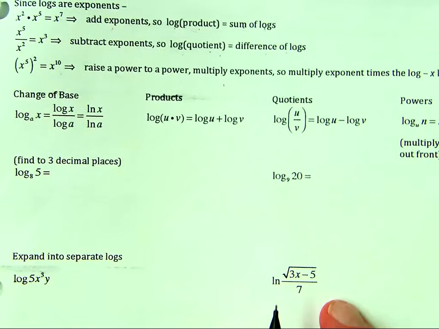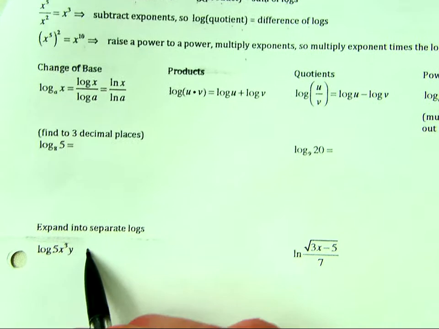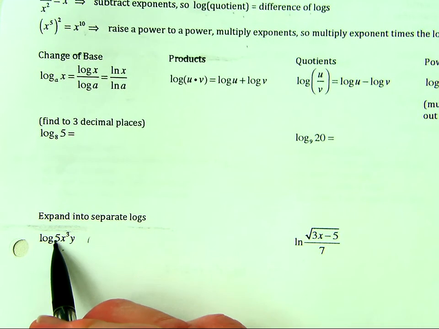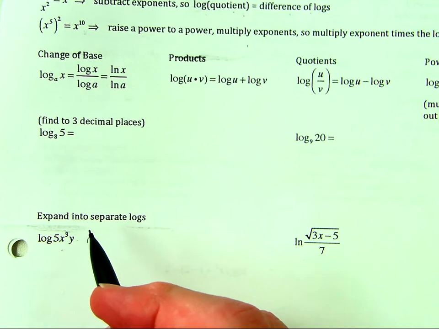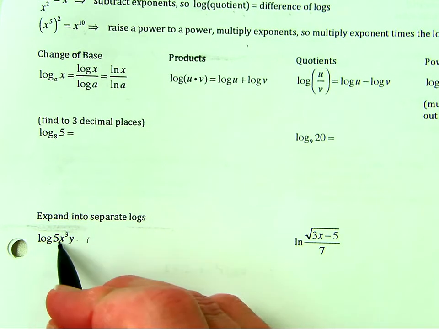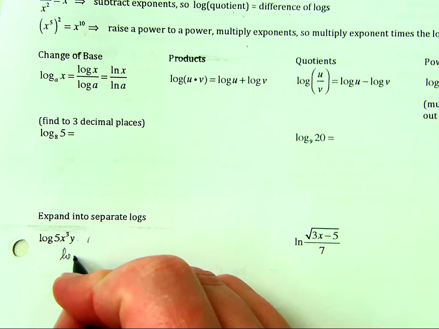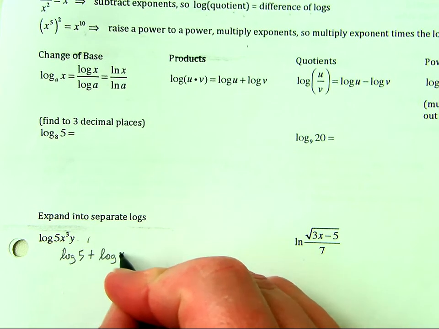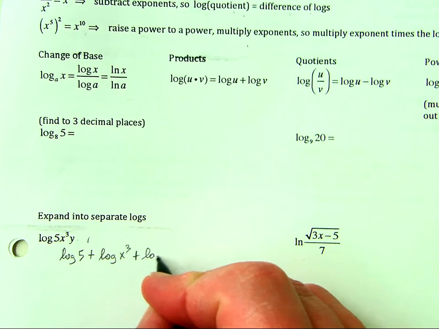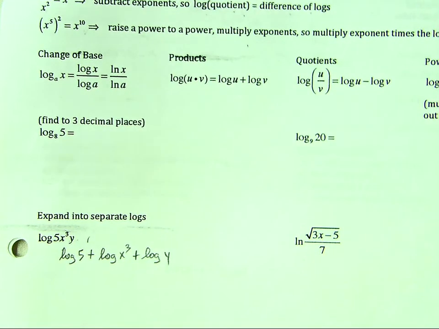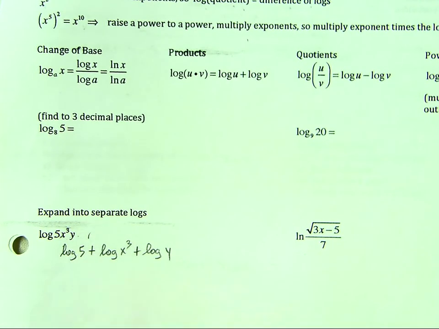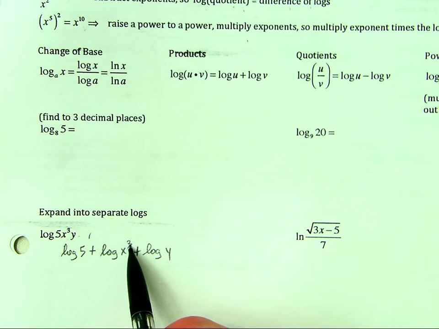So let's go down here like this one where it says expand this into separate logs. Notice here we have a product. So it's the log of 5 times x cubed times y. So when we break that down, we add those. So you're going to have the log of 5 plus the log of x cubed plus the log of y. So since we have the log of a product, so we multiply them, we break it down, we add the 3 together.